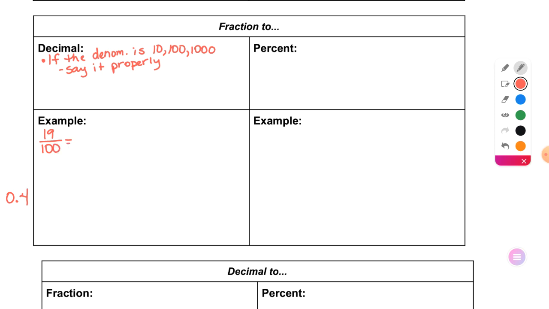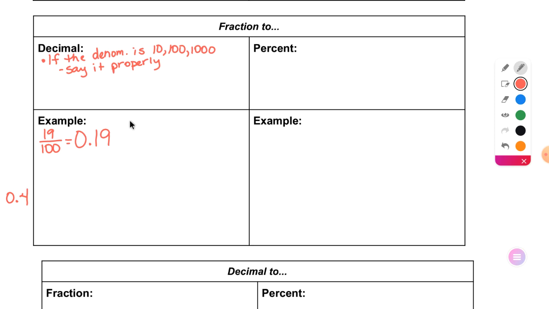Who can say that properly? A lot of times we say 19 over 100, but how do I say that properly? Reese? 19 hundredths. How do we write 19 hundredths in its decimal form? Callan? 0.19. Good job. Okay, I'm going to do another one like that.